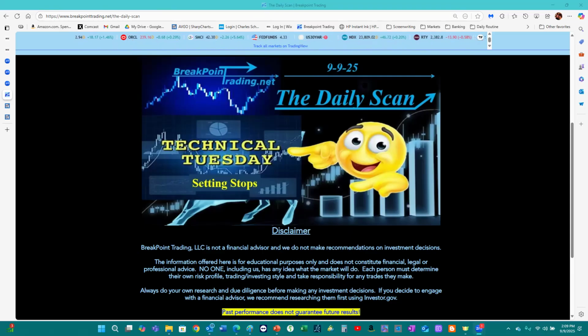And I will preface this by saying that it is a personal preference. So everybody can use different ways of setting stops. There's no one set way of doing it. I'm going to present a number of options, and you can choose the one that you feel most comfortable with or what works for you. But it's really a personal preference more than anything else.